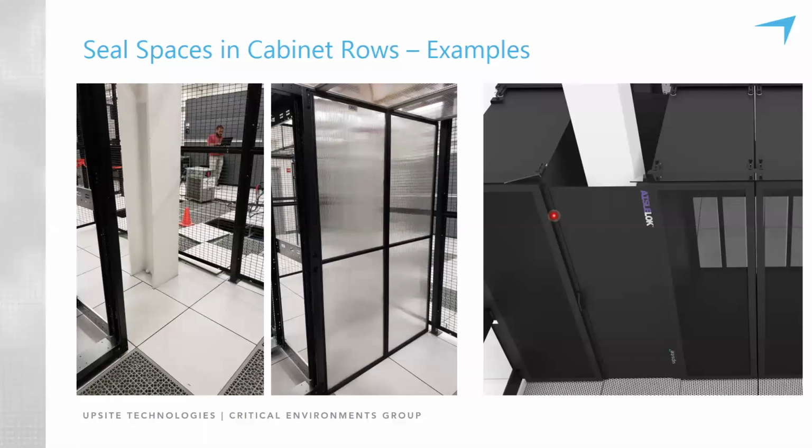Thanks, Lars. So here's a couple real world examples of installs where you see this type of application. So kind of on the left and in the middle is a before and after, right? This is using a rigid vertical blanking panel to accommodate the situation. This is in a co-location. It's in a caged environment.